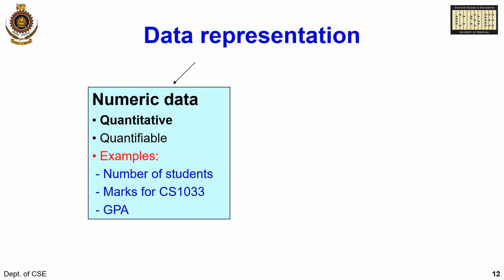Numeric data is quantitative, right? We are talking about quantities like number of students, marks for a certain module, or your GPA, right? So these are quantifiable. You can add the number of students from one course with another course, right? We can compare which course has more students. We can calculate the average number of students over a number of modules, right? So we can also do similar things with the marks of certain modules and also GPA. So these are numeric data, right? They are quantifiable, and certain operations can be defined on that.